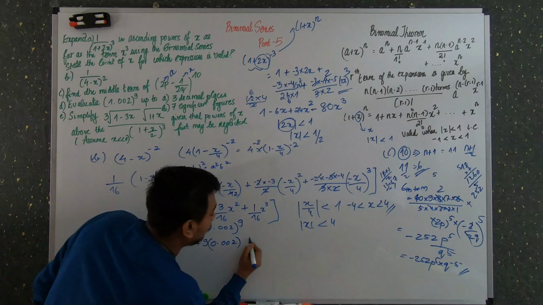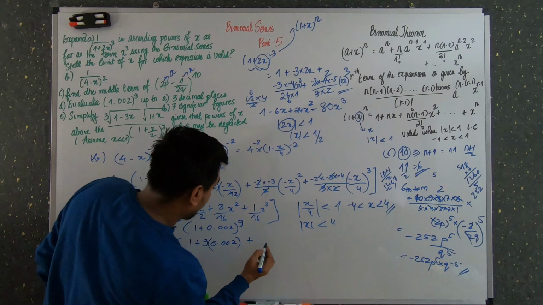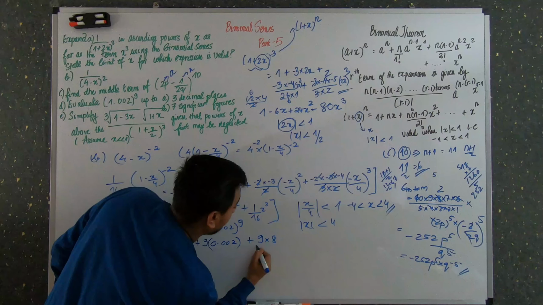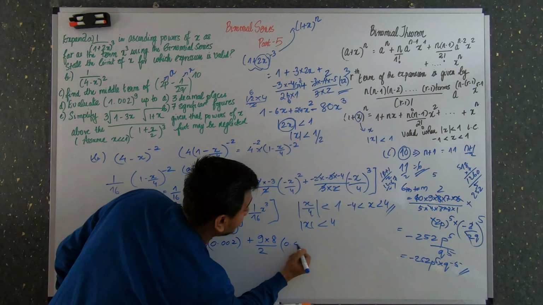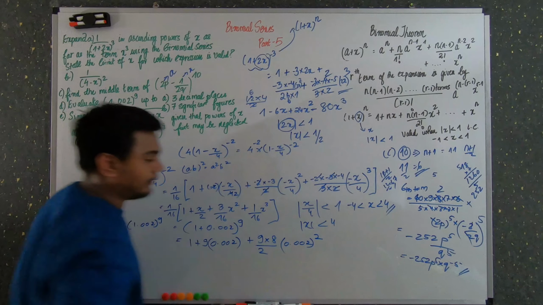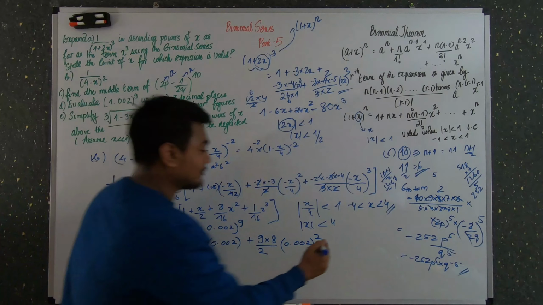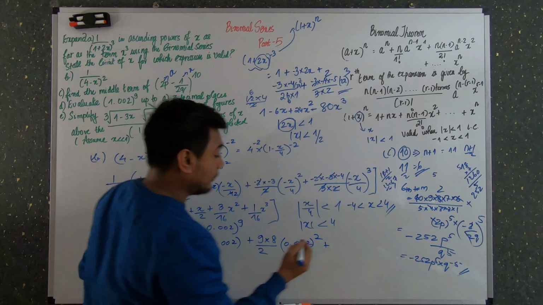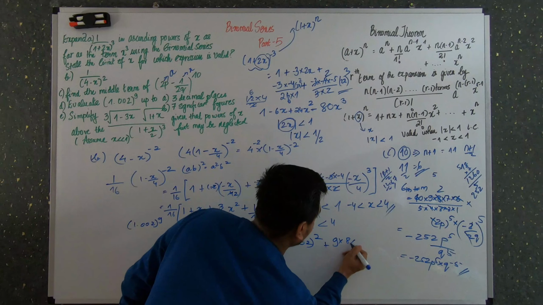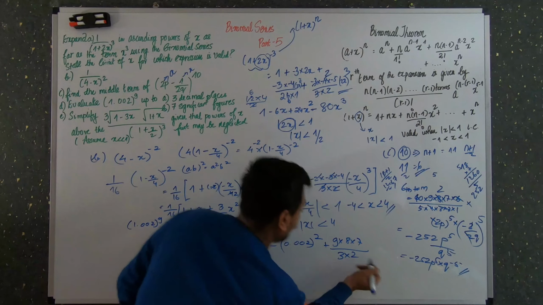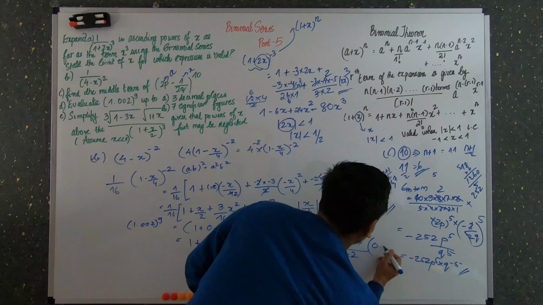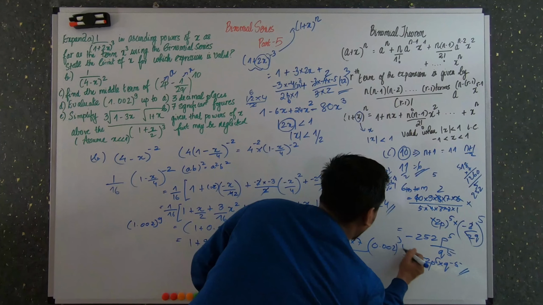Again the next term is 9 into 8 by 2, into 0.002 the whole square. Am I doing right? So the next term would be 9 into 8 into 7 by 3 into 2 into 0.002 the whole cube, and so on.